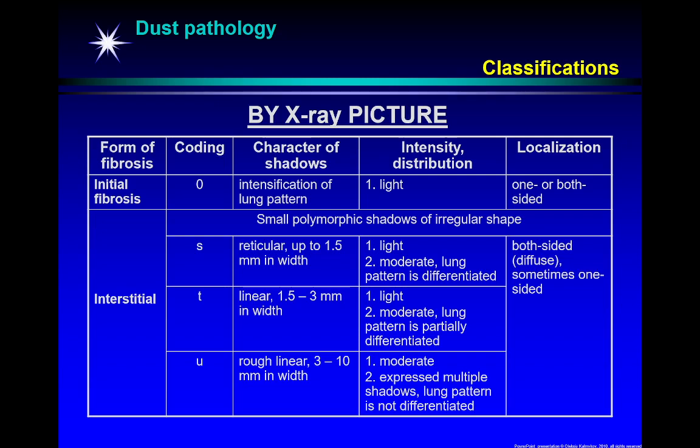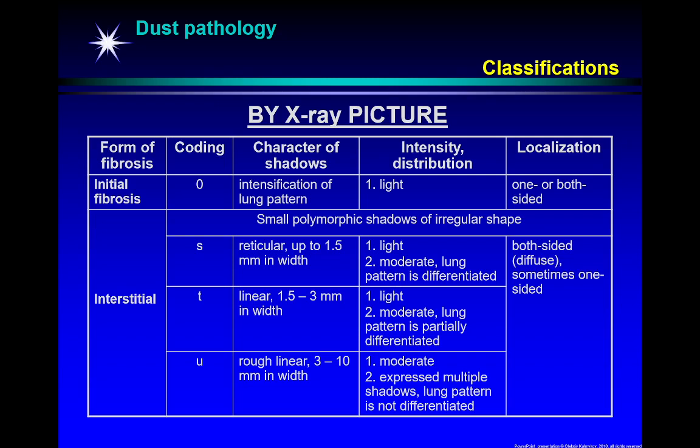As you can see on the slide, on the text table, it has coding zero, right? Just zero. It's characterized by intensification of lung pattern, some deformation of it, and nothing more. Very light fibrosis. It could be, in the majority of cases, bilateral, with more expressed right-sided changes, because the right bronchus is shorter and wider compared to the left one. So a bigger amount of dust enters the right lung, and this leads to more prominent changes on that side. But in the majority of cases, by progression, almost no difference appears in real patients.